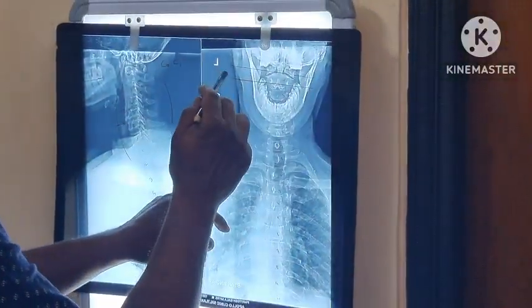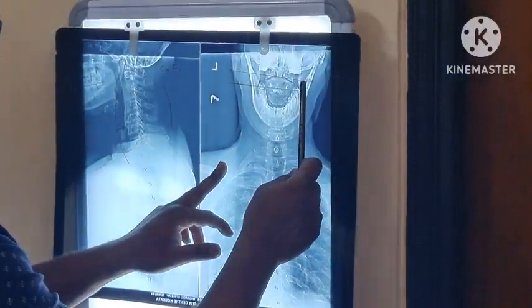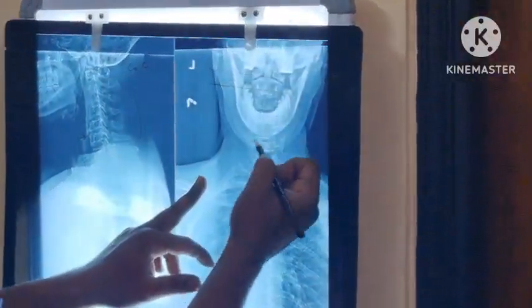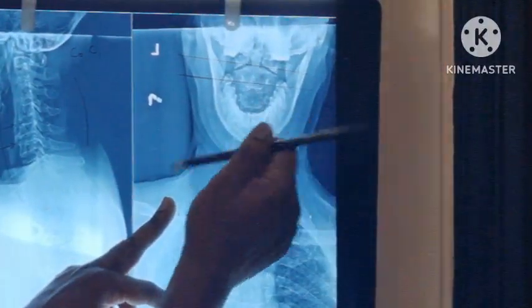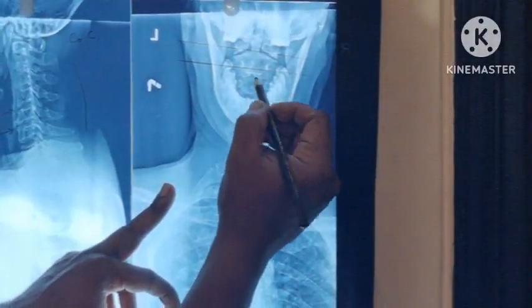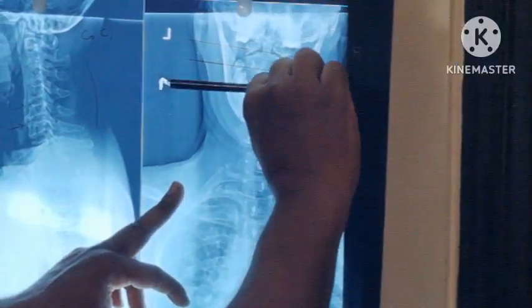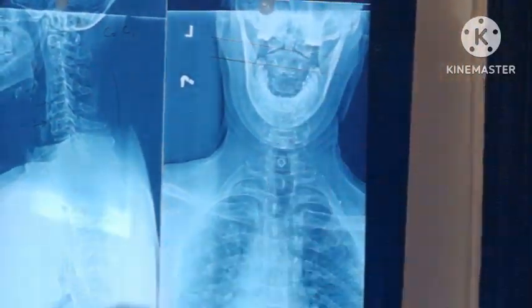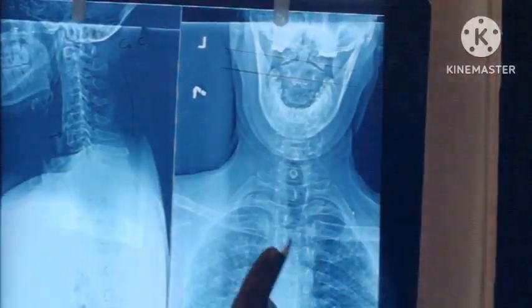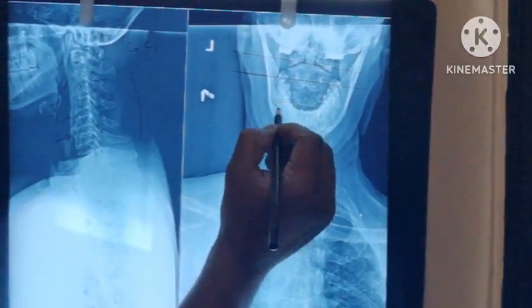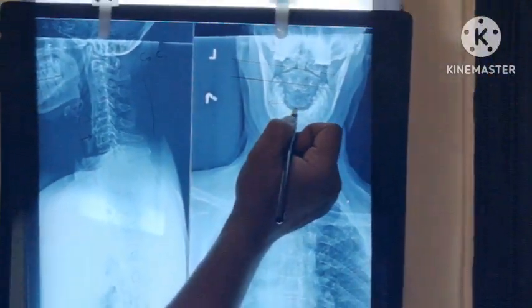The next thing that we have to look at is the AP view. This is the right side. This is the left side. I marked some vertebrae. As you can see, if you see C2, you'll see it's slightly tilted up. That usually happens if there is a disc bulge between C2 and C3 on the left side.